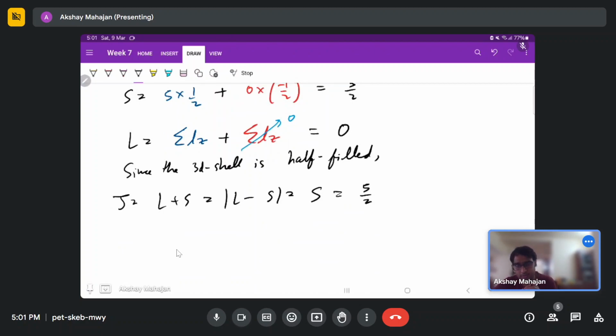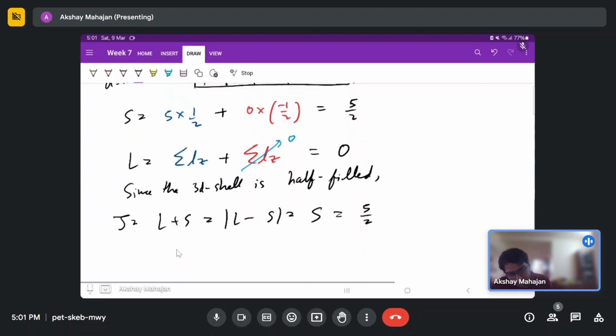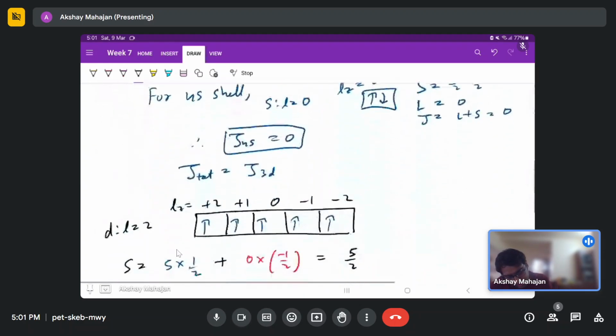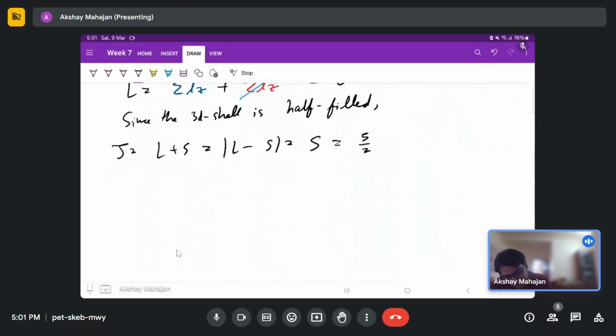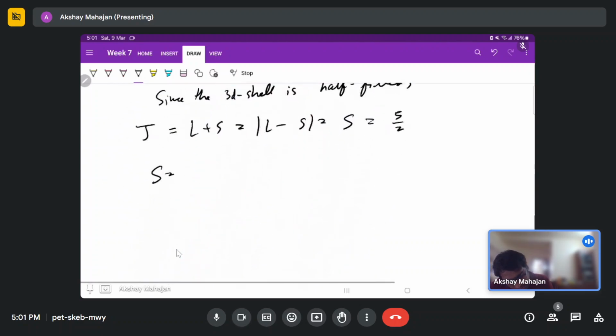So now we have the J value. J total is just J3d of the 3d shell that we have found, so I can write it as the J value. We also have the S value; S is also 5 by 2.